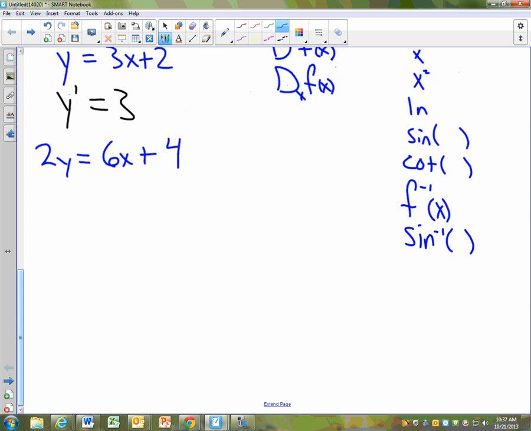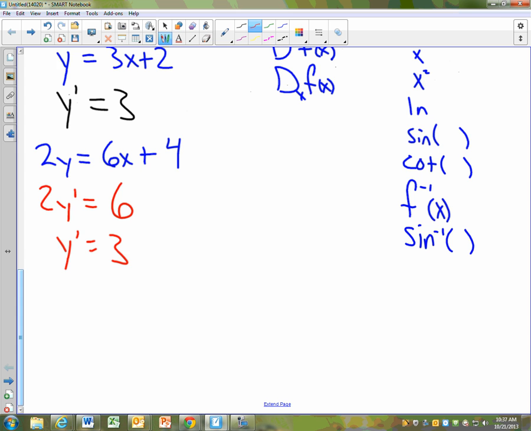So, do you know what the derivative of 2y is? It is 2y prime. And what would the derivative be of 6x plus 4? What would be the slope all the time of 6x plus 4? 6. So notice if we solve for y prime, we get y prime is equal to 3.